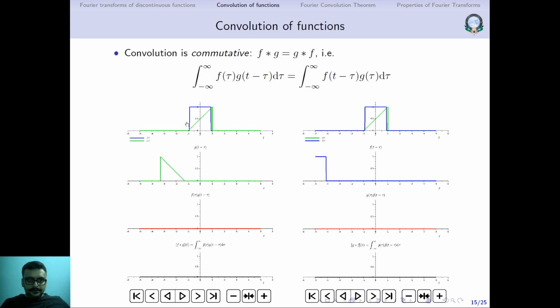Okay, so far so good. I'm shifting this function g slowly. You can see here there is no overlap. Wherever g is non-zero, f is 0, and wherever f is non-zero, g is 0. As a result, the product of these functions is 0 everywhere.